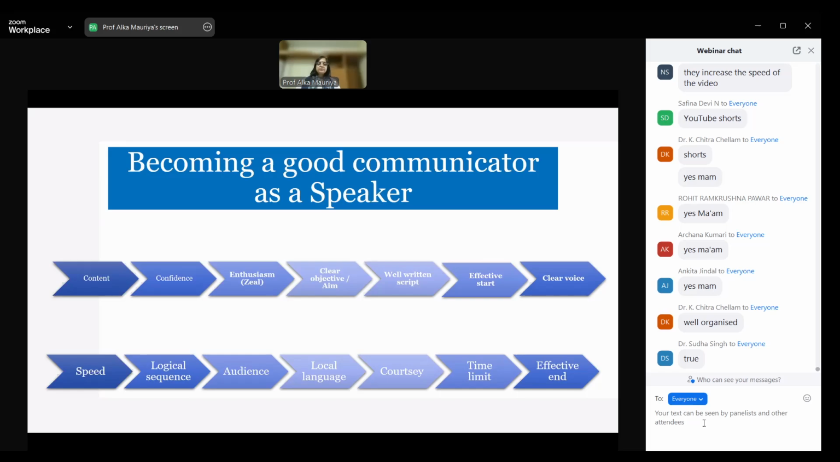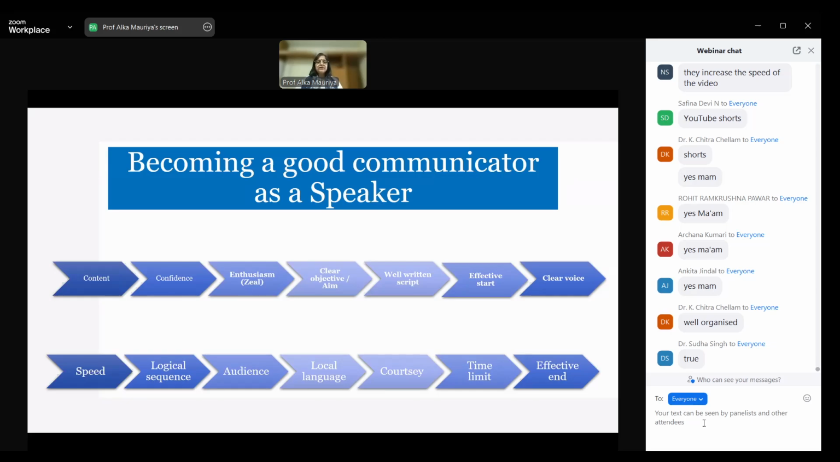Then courtesy, which means that you should try and acknowledge the views of others also. Because when we are inside a class, at times the students differ with what we try to convey. So being a teacher, we should not always try to tell them to be quiet. We should also be courteous enough to listen to their points of view and then tell them what is right or wrong. Then time limit.